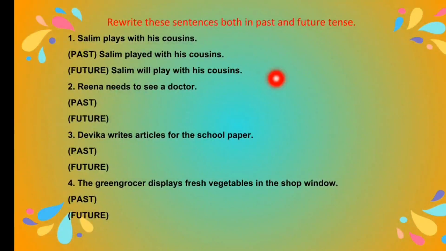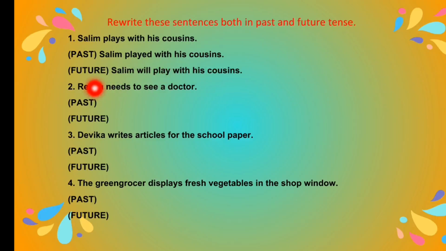Let's move to the next question in your textbook. Rewrite these sentences both in past and future tense. So one sentence I had given, and the sentence is written in simple present tense. What you have to do is change it into past tense and also into future tense. Same sentence you have to change into past and future. So after the subject, the V2 form of play is played. Salim played with his cousins.